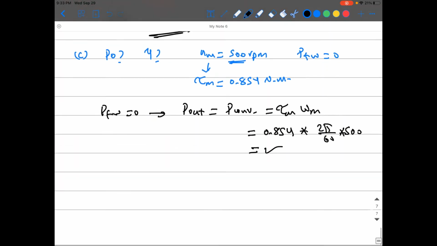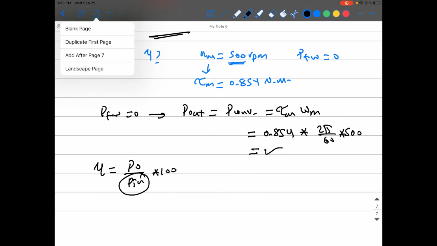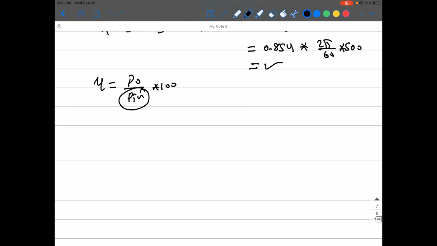But what about the efficiency? Again, to find the efficiency, it's P output over P input times 100. So we need to find P input. We did the same thing with the last problem. P input here equals V terminal times IA.